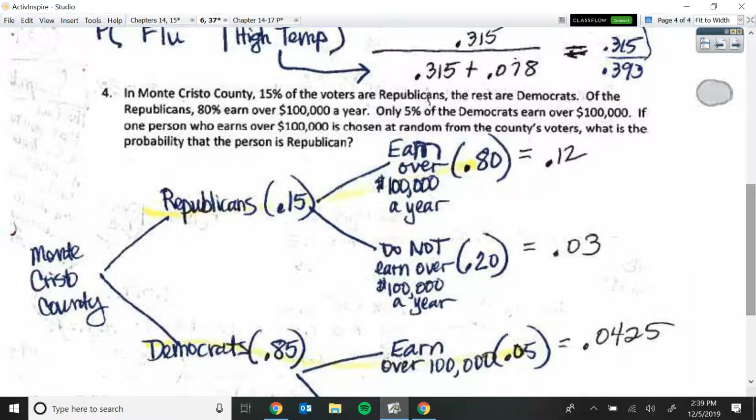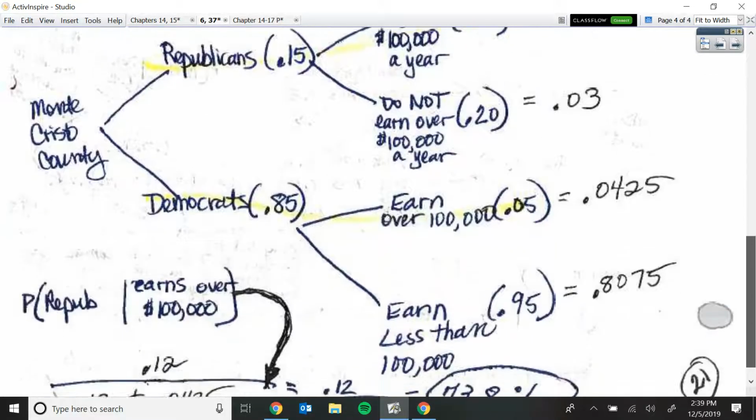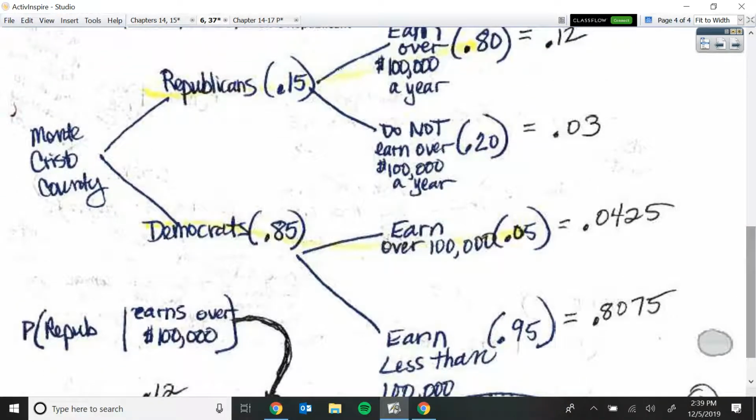It is conditional. Conditional upon what? Yeah, how much money you make. Okay, so it's saying, given that you earn over $100,000, what's the probability you're a Republican? Okay, that's what that question's saying. So let's see.